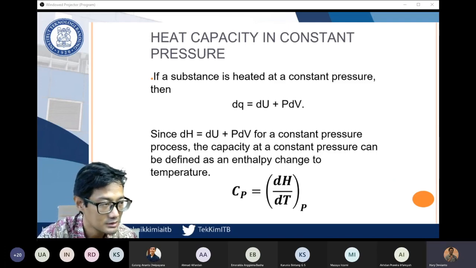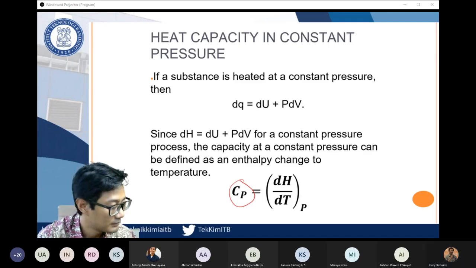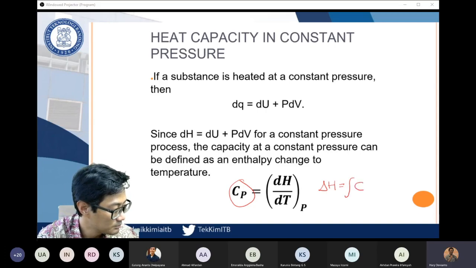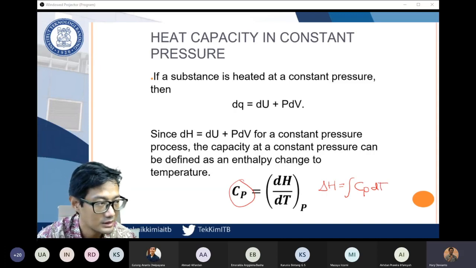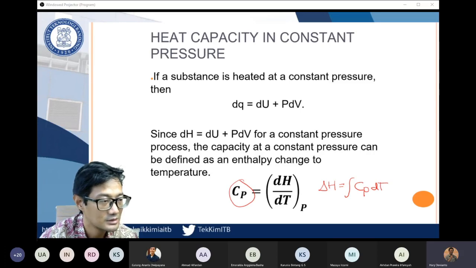When the condition is at constant pressure, the heat capacity would be defined as Cp, because this one is at constant pressure. By definition, it would be dH over dT at constant pressure, so we can have this relation: delta H would be equal to integral Cp dT. So now you know the difference between delta U and delta H. Remember, it's only a function of temperature because it's considered as an ideal gas.